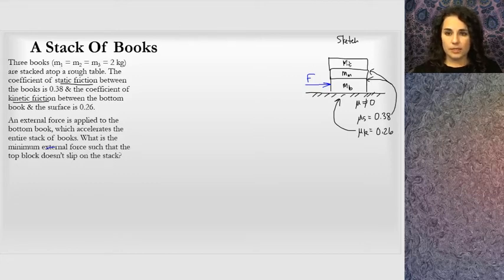What is the minimum external force such that the top block doesn't slip on the stack? So it seems like we have to focus on the top block. It says it doesn't want the top block to slip, so let's maybe draw a free body diagram of that top block. Here's the mass of the top. Of course, there's going to be a normal force, and I'll call that NT, and the weight is WT for top. And this blue force I drew here is a contact force, and it's being applied to the bottom, right? The external force is applied to the bottom book, not the top book.